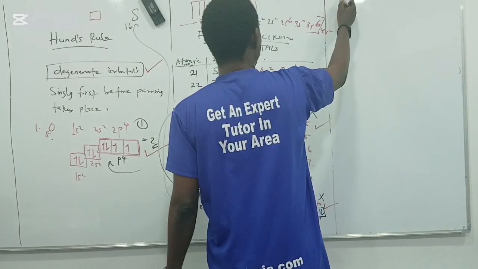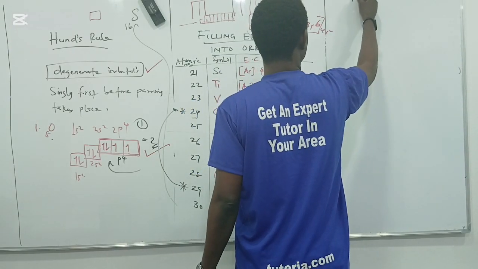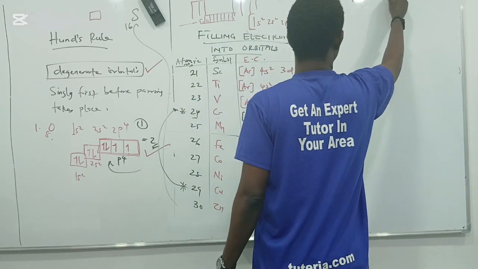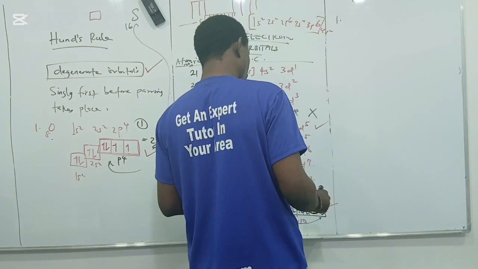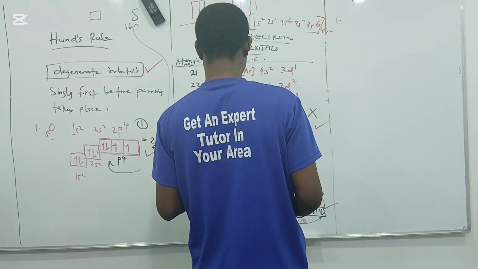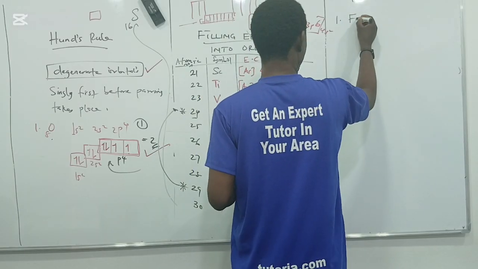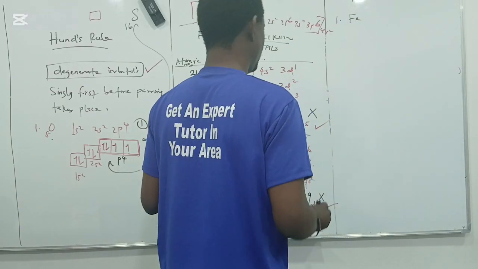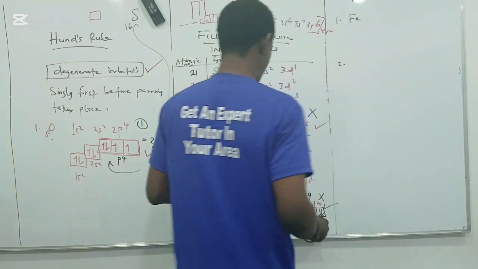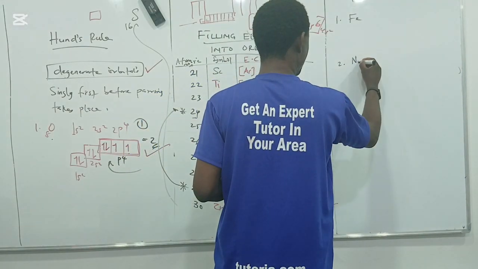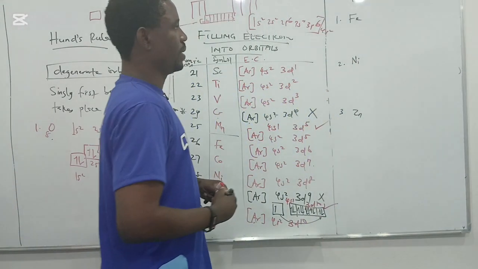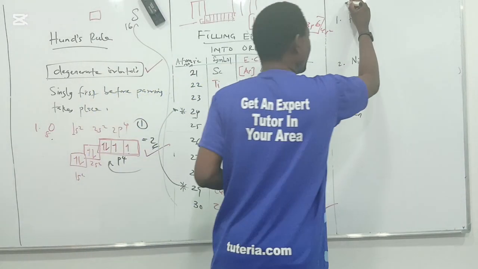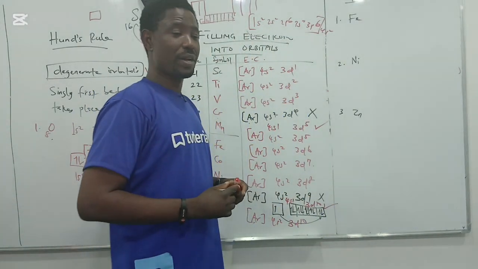Determine the number of unpaired electrons in the following. Number 1, we want to determine the unpaired electrons in iron, ground state atom of iron. Number 2, nickel. Number 3, zinc. Let's just do that like that. We want to determine the number of unpaired electrons. This one you can be asked in your exam.